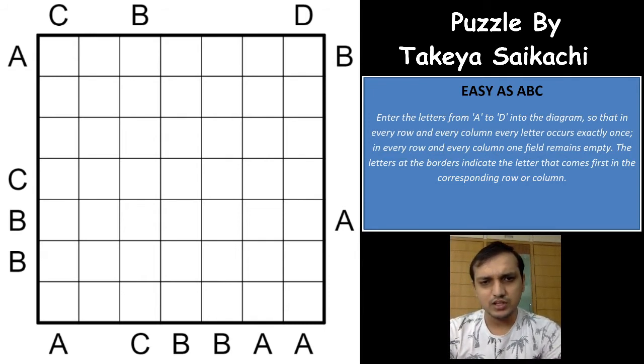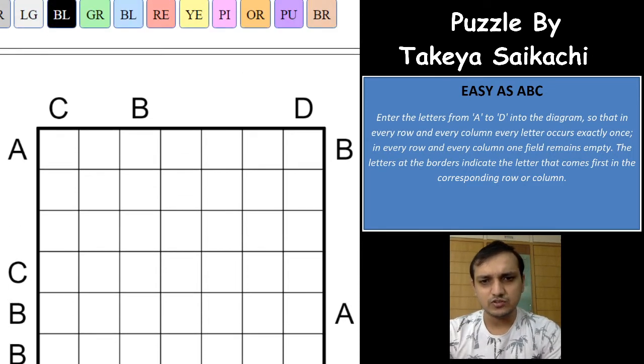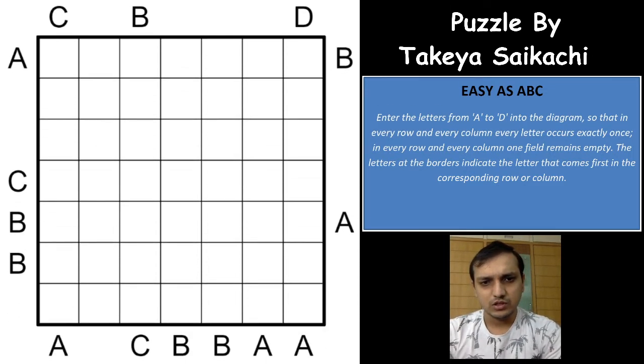Usually in Easy as ABC puzzles it is only A, B, C, but in this puzzle we have A to D as well. D is also to be placed, and the alphabets outside the grid indicate the first alphabet seen from that direction. So there will be all of A, B, C, D seen from those directions. The alphabet outside the grid indicates the first cell seen from that direction.